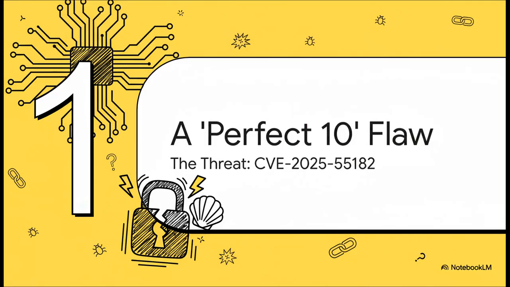Now, the security community has already given this thing a name: React2Shell, and it's being officially tracked as CVE-2025-55182. This was all brought to light by the React team on December 3rd, 2025, and it sent absolute shockwaves through the entire development community.